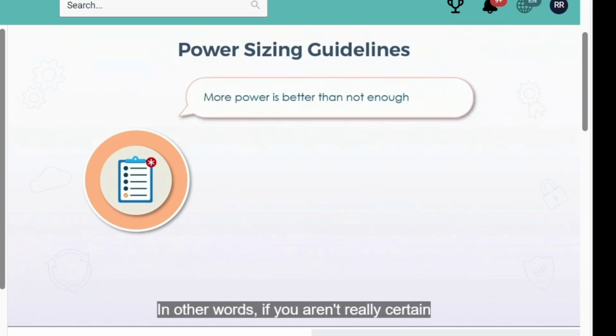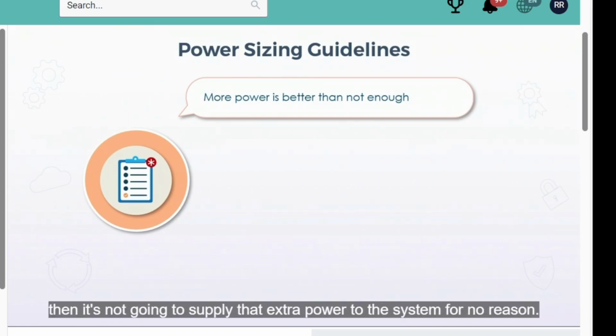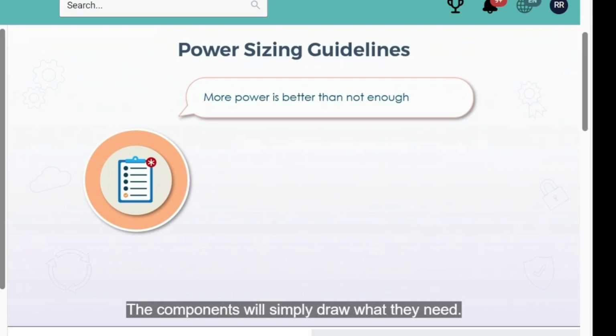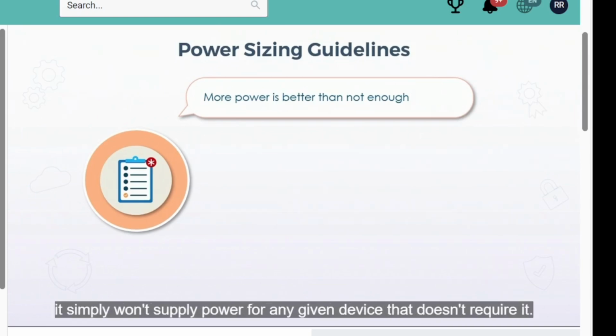In other words, if you aren't really certain, then it's better to err on the side of caution, because if the power supply has more than you need, then it's not going to supply that extra power to the system for no reason. The components will simply draw what they need, and if there's some left over, for lack of a better word, it simply won't supply power for any given device that doesn't require it.